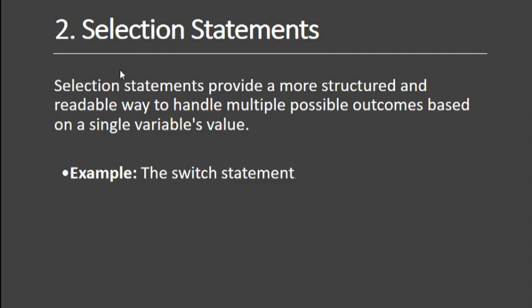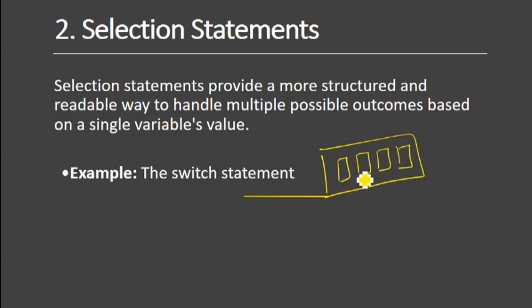For example, there is a switchboard. Assume there are 10 switches on the switchboard. For example, it is a fan, a TV, a cooler, something. So among the 10 available switches, I can press a particular switch, whatever I want. So I am selecting a particular switch among the remaining switches. That is nothing but selection statements.